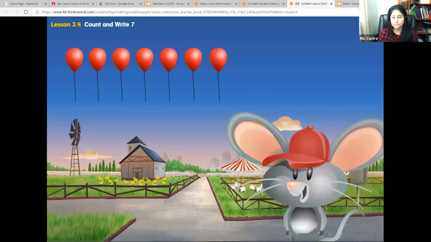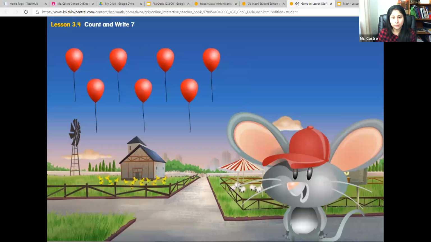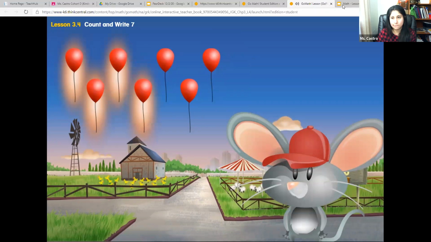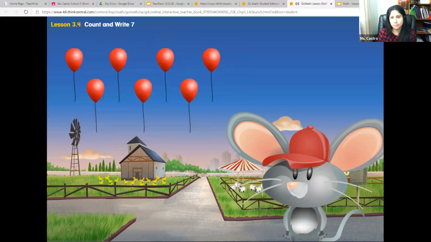Hey, do you see what's in the sky? A bunch of balloons. I wonder how they got there. So, how many do you see? Click on the balloon to help us count. There are 1, 2, 3, 4, 5, 6, 7 balloons. Phew!